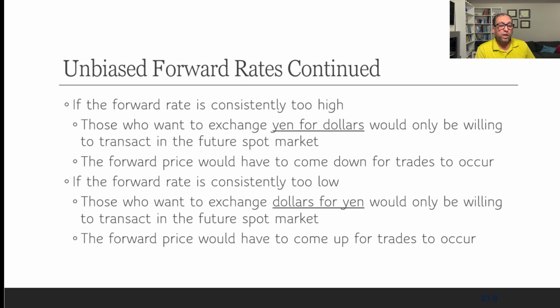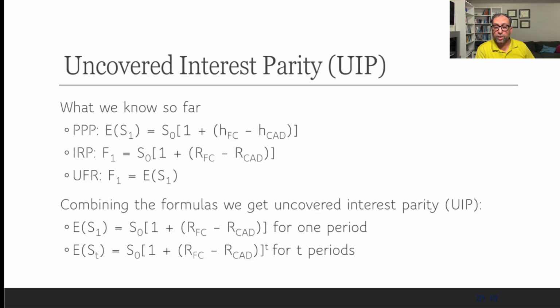So for an unbiased forward rate, if the forward rate is consistently too high, those who want to exchange yen for dollars would be willing to transact in the future spot market, and the forward price would have to come down for the trade to occur. And if the forward rate is consistently too low, those who want to exchange dollars for yen would be willing to transact in the future spot market, so the forward price would have to come up for the trades to occur. So this is the way this mechanism works, that the forward rate is going to be the spot rate.